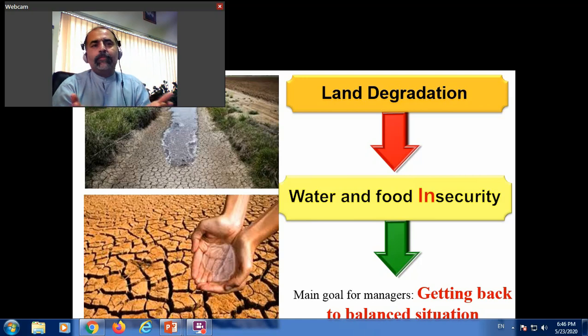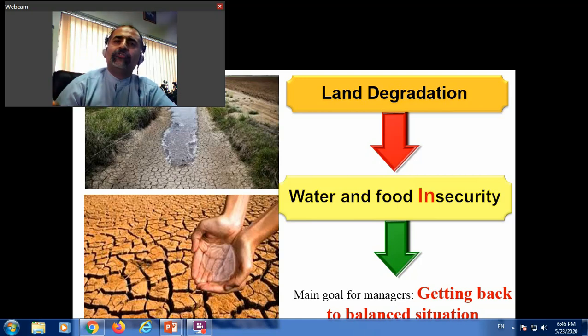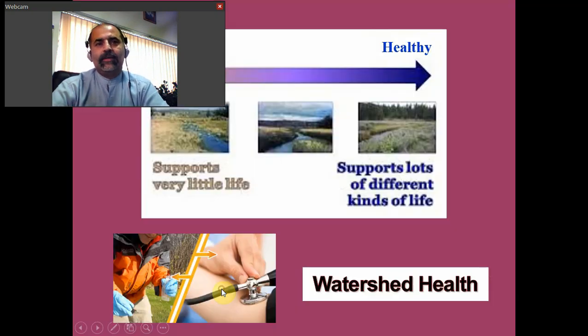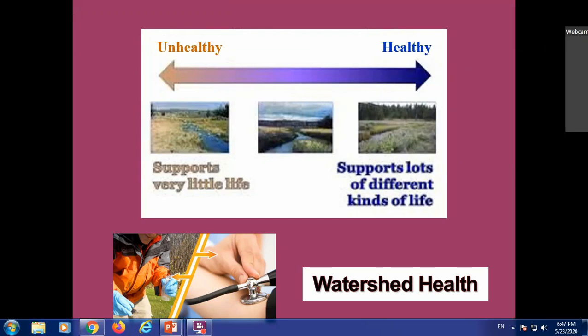So what is the main goal for managers then? The main goal for the manager is just getting back to a balanced situation. So the most important thing is what a balanced situation is and how it can be accessed. That's why we have to understand and define the healthy and unhealthy situation of the ecosystem. It is totally analogous to human health assessment.